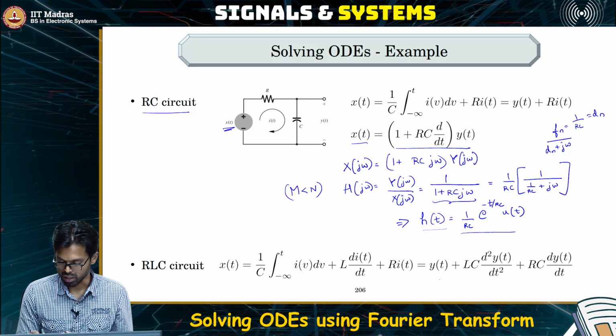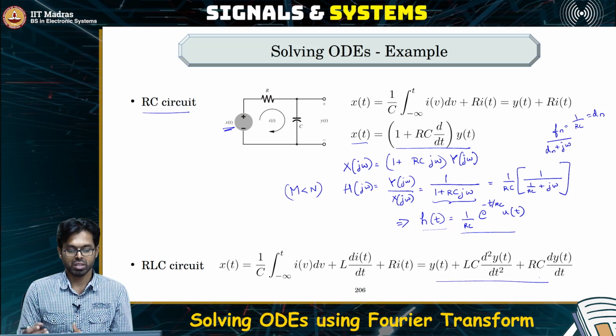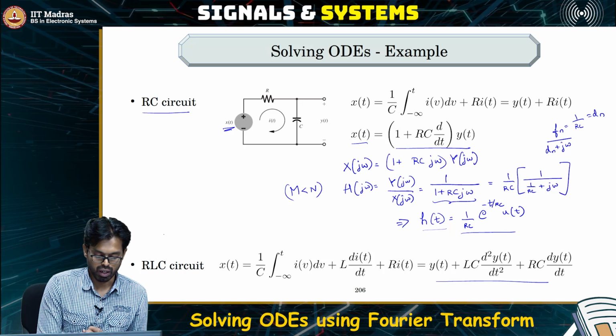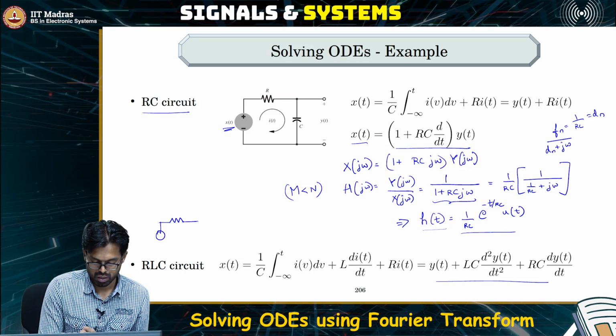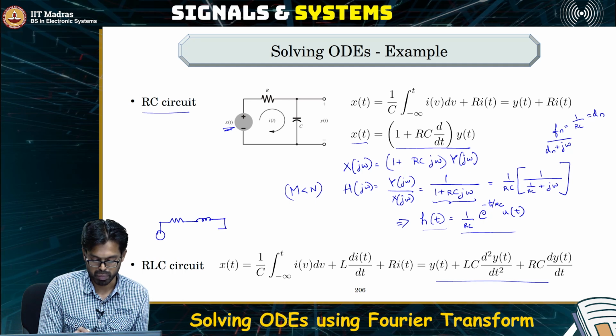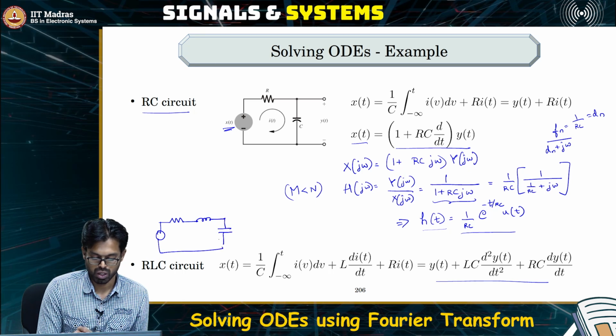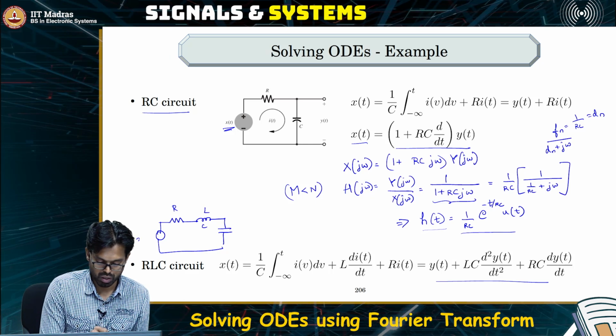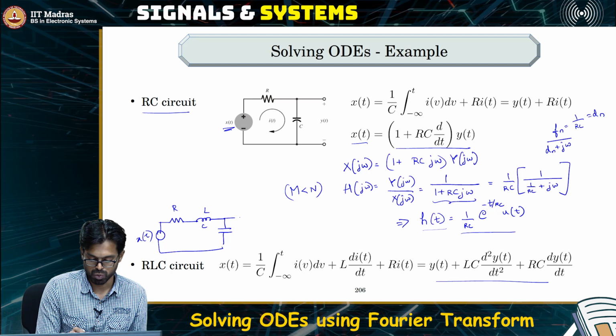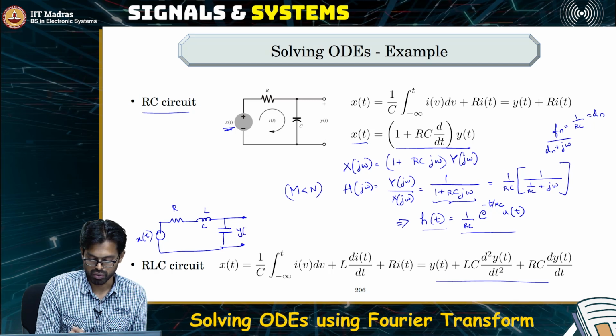Now let's see this circuit. So what is this? This is an RLC circuit. So basically we have an input source, there is a resistor, there is an inductor, and there is a capacitor. This is an RLC circuit. You apply a voltage here, x of t, and you observe the voltage here, y of t.